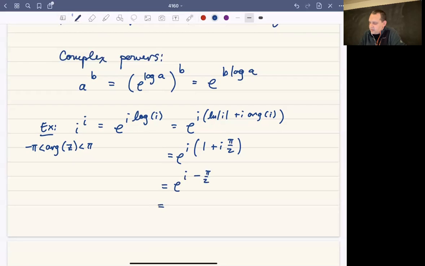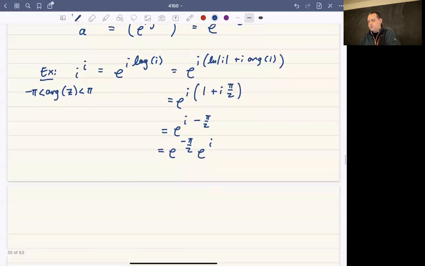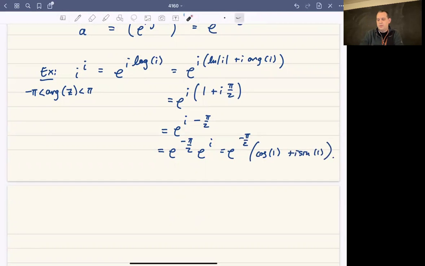So this is going to be e to the minus pi over 2, whatever that is, times e to the i. And if you wanted to do this one step further, this is e to the minus pi over 2 times cosine, so you know e to the i theta is cosine theta plus i sine theta. If our theta is 1, we get cosine of 1 plus i sine of 1. Okay, and so that's what it turns out i to the i is if we make the decision that our branch was from negative pi to pi.